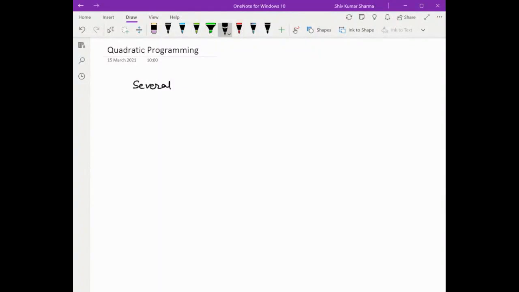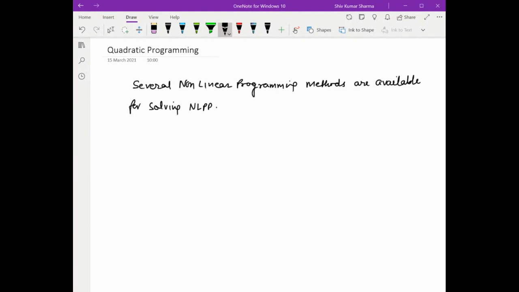Non-linear programming problem. Programming methods are available for solving NLPP.